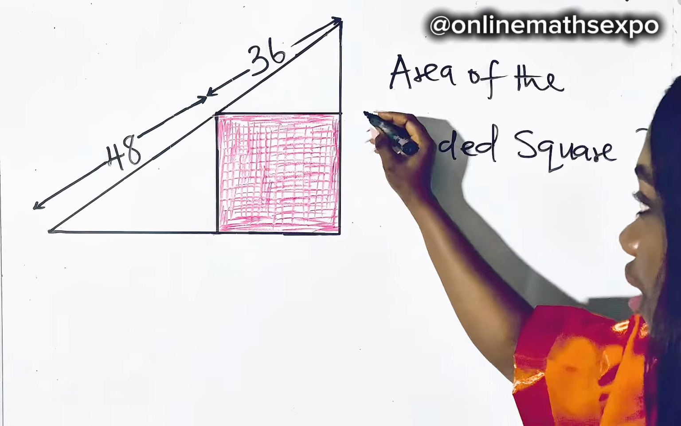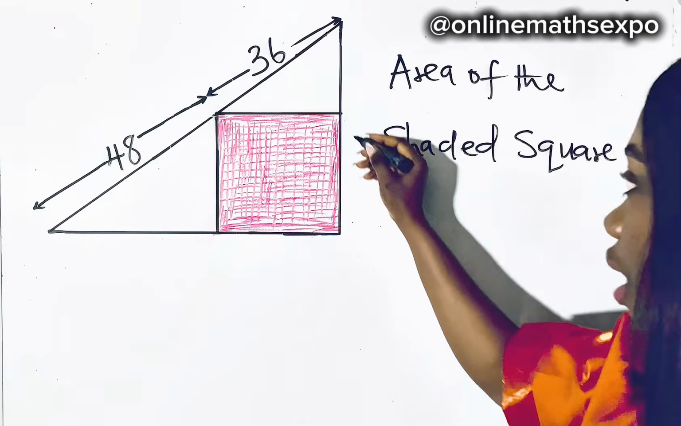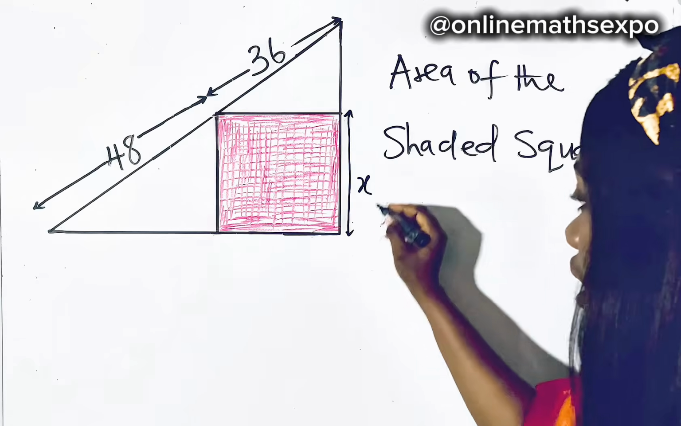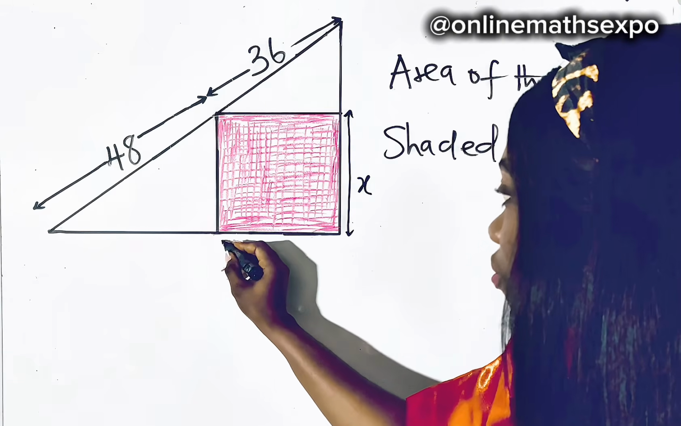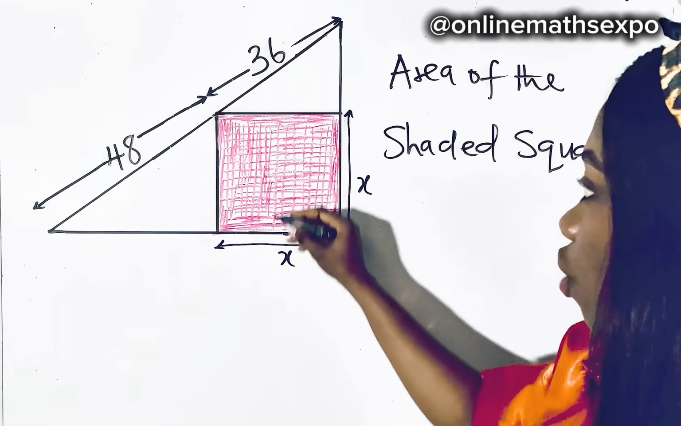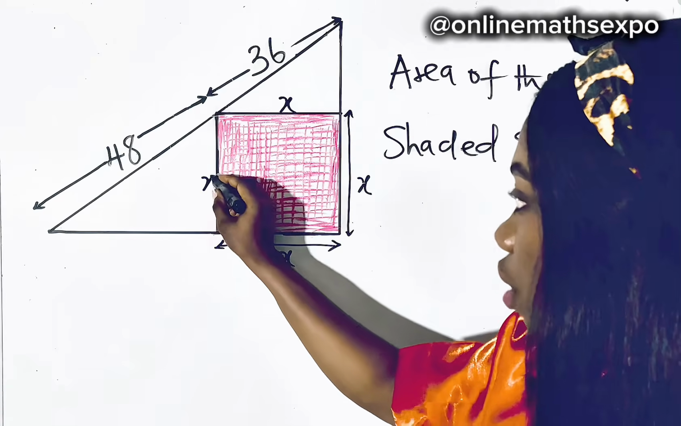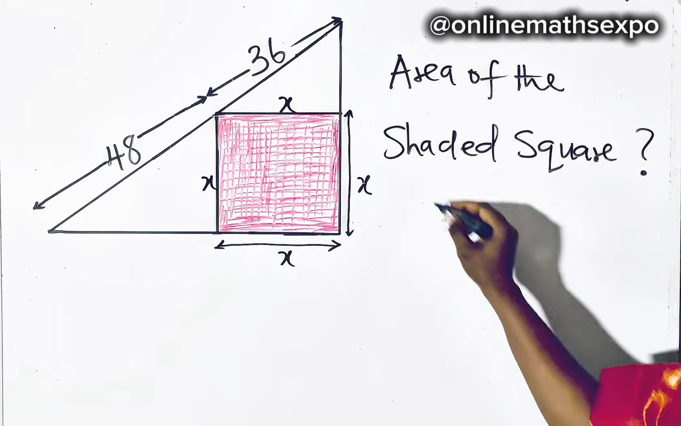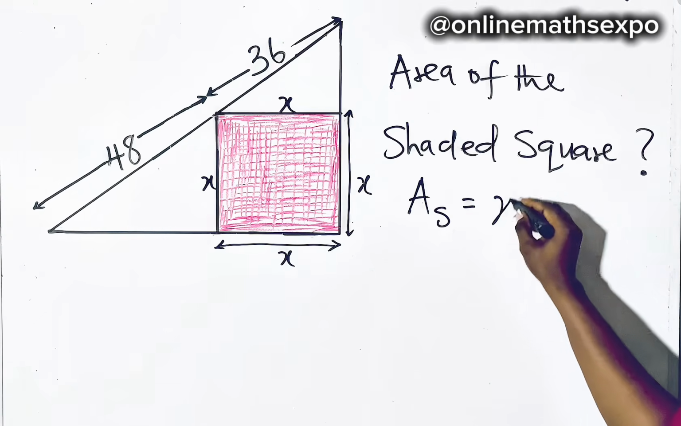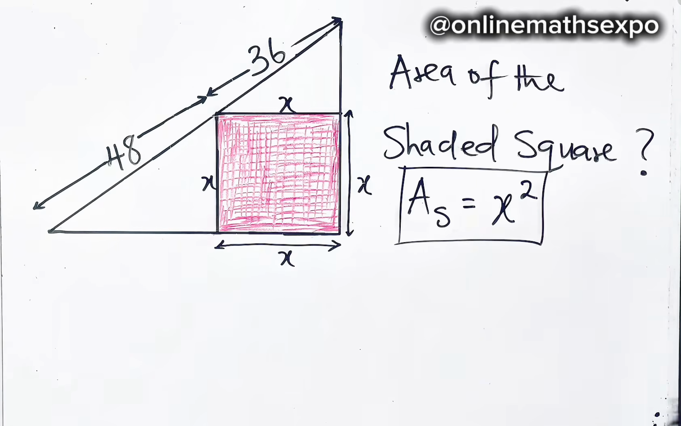So remember for a square, all the four sides are equal. If we label from here down to this end X, it means that this length from here down to this is also X, and because the opposite sides are also equal, this will also be equal to X. So the area of the square is just multiplying two sides, so it's going to be X squared. So this is all we need to do for us to find the area of the square.